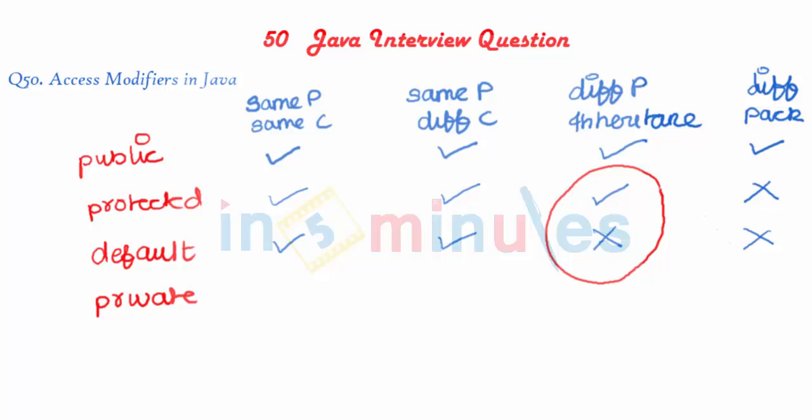And of course we are left out with private. So the private access modifier is visible only in the same package and the same class and nowhere else. That is quite simple. So private and public are really easy. Protected and default are a bit tricky as to answering their actual behavior.